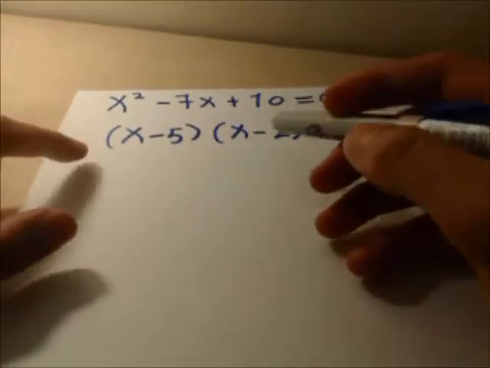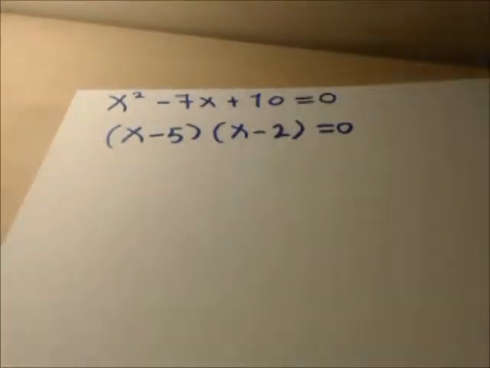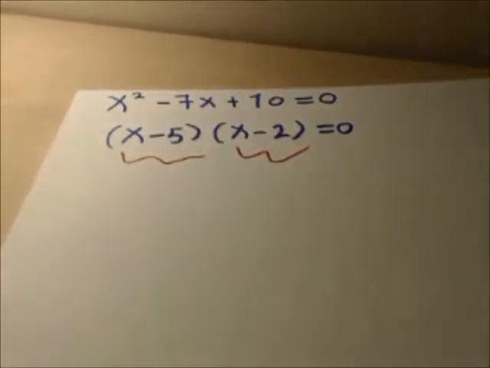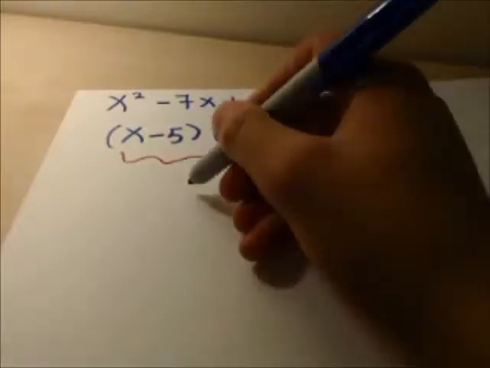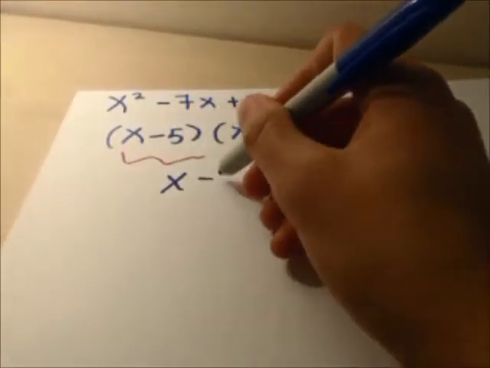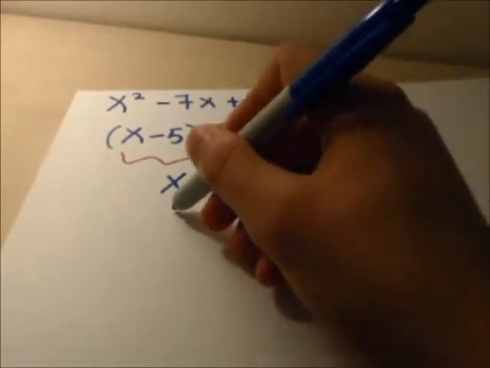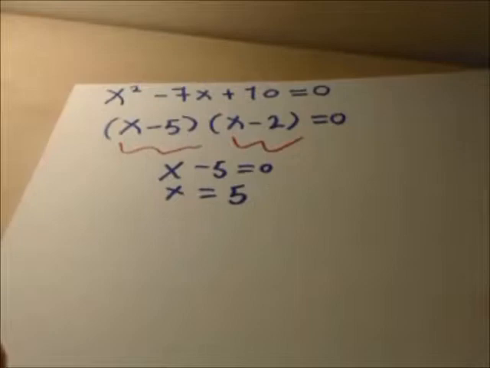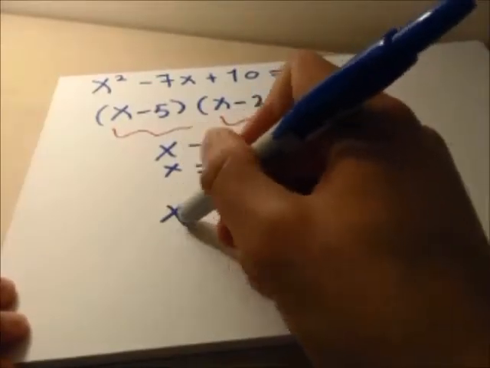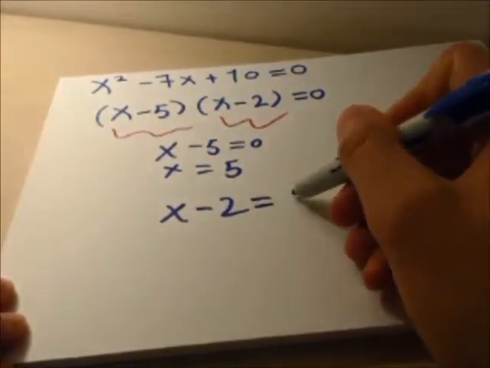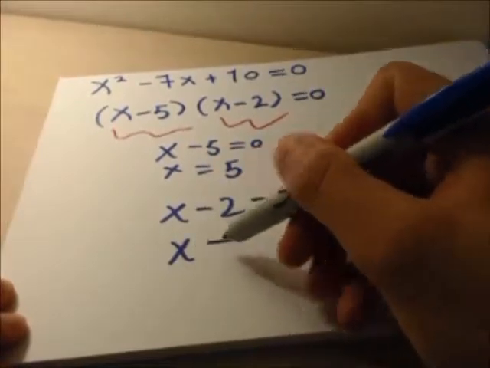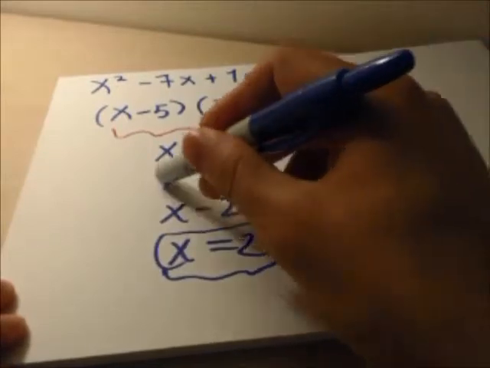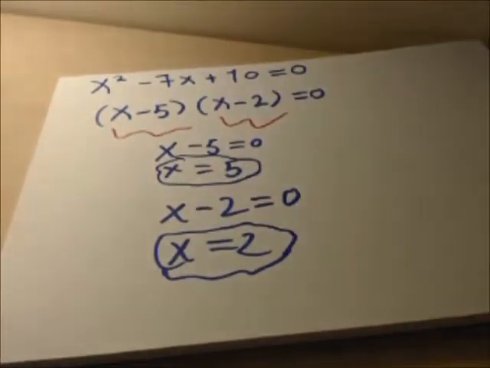And now again you just try to solve each piece individually on its own and equalize it to 0. So we've got either x minus 5 equal to 0, which gives us x equals positive 5, or x minus 2 equals 0, therefore x is equal to 2. So we've got two solutions here, either x equals 5 or 2.